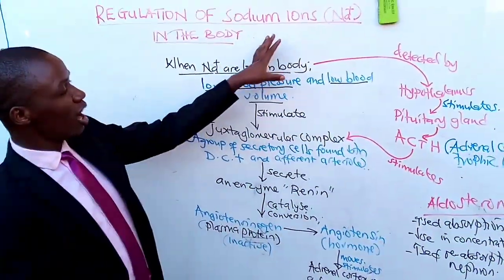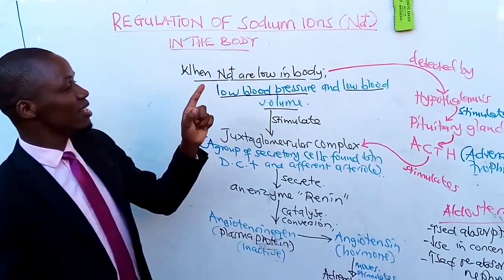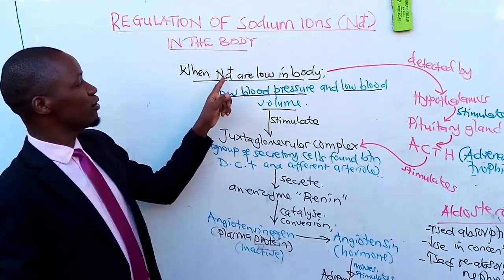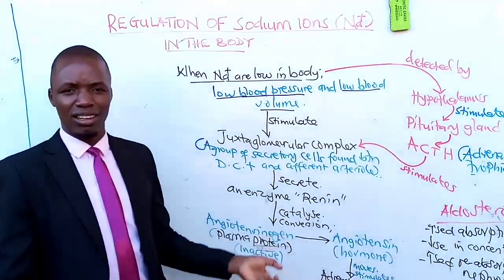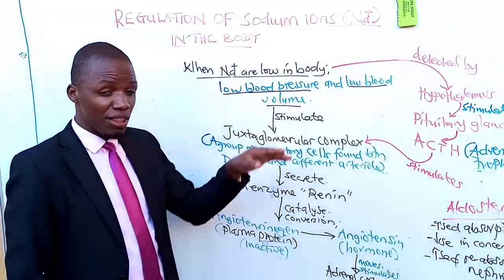Now, after you have understood this, I'm very sure that you can easily tell what will happen if the sodium ions are in excess in our bodies. When sodium ions are in excess in our bodies, we need to also lower them. Why?